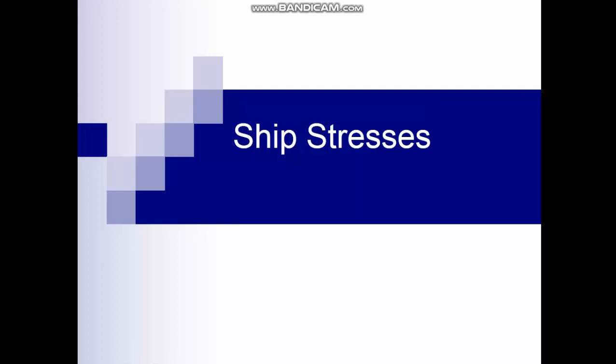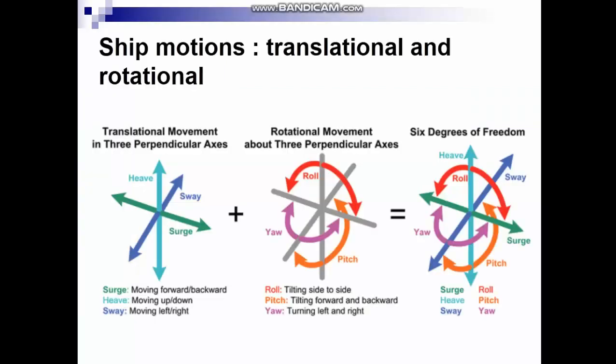So let's begin. As we see, there are three axes: x-axis, y-axis and z-axis. On the x-axis there is surge movement, which is forward and backward, and on the z-axis there is heave movement, which is up and down, and on the y-axis there is sway, which is left and rightward movement. So that is the translational movement.